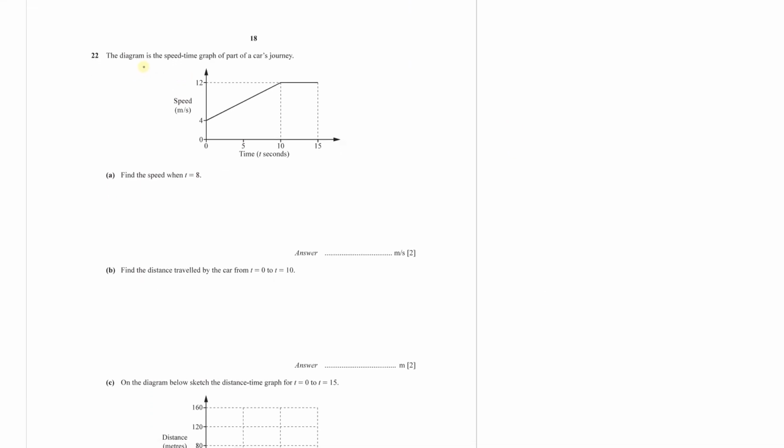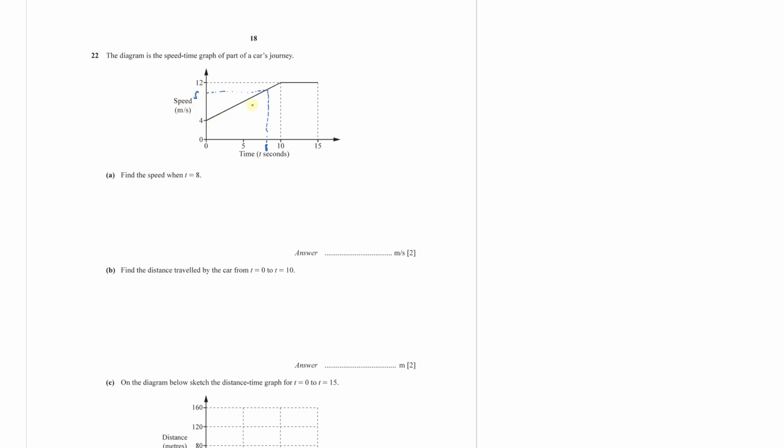Question number 22 is the diagram is the speed time graph of part of a car's journey. Find the speed when t equals to 8. So you have speed on the y-axis, time on the x-axis here. So you're looking to find the speed at t equals to 8, which is somewhere here. And if I extend this line here, let me make sure it's a straight line. So if t equals to 8 is here, you're looking for the value at this point. You want to calculate the speed. So let's call that speed s.